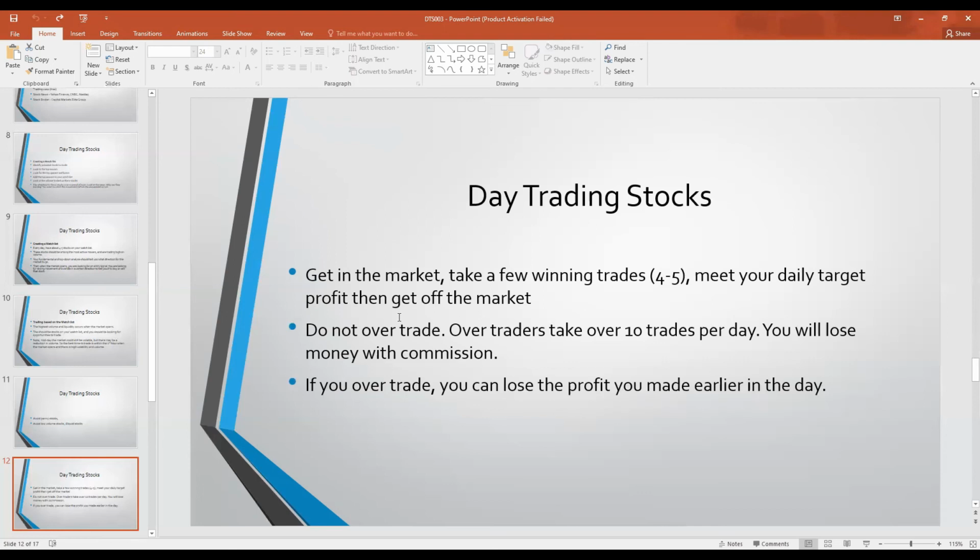You want to get in the market early, make your profit early in the morning, and get off the market within an hour or 2. This is how you want to trade stocks. You do not want to spend the whole day trading stocks. If you spend the whole day trading stocks, you can make your profits early in the morning, and then by midday, if you are greedy and you want to make more profits, you might find yourself making some trades, and the trades being losing trades.